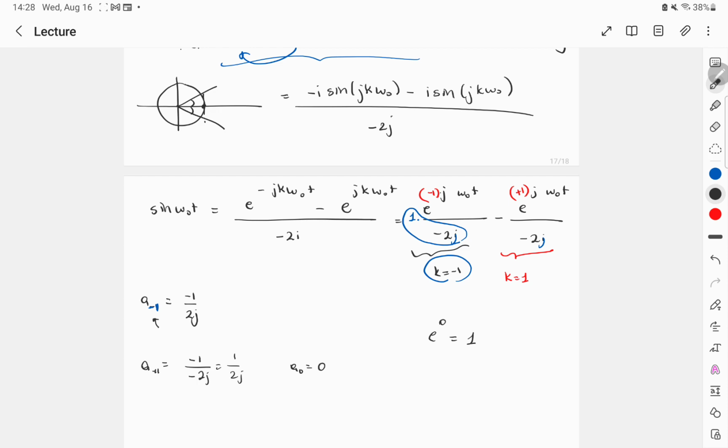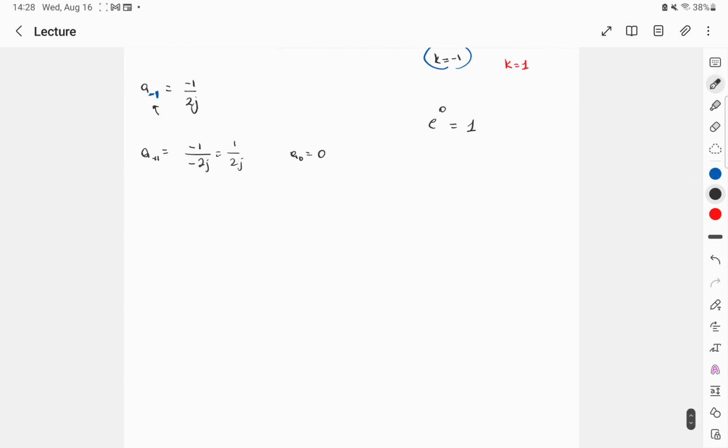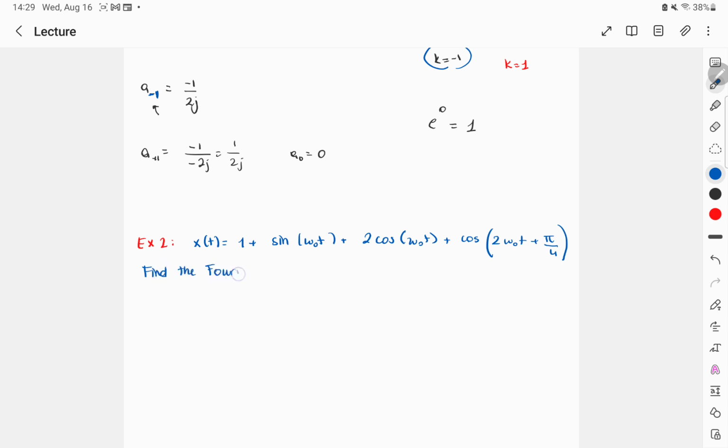And now let us see the second example. Example number 2, and it gave us a signal such as this. And the question asks us to find the Fourier series coefficients.